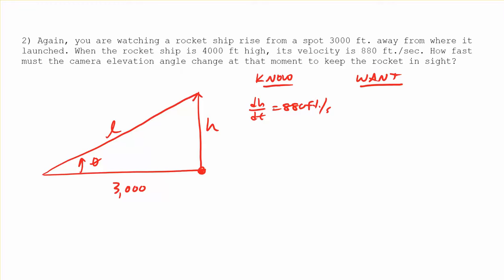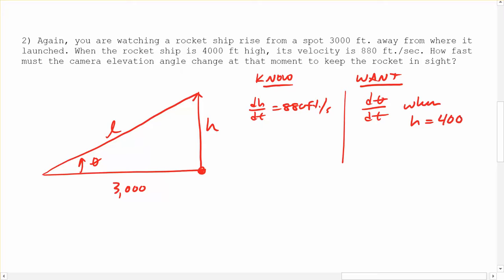Okay. What do we want? How fast is the camera elevation angle changing? We want dθ/dt when H equals 4,000, right? So here's the 4,000. Here's the thing. What's the next step? Don't do it, but what would the next step be?